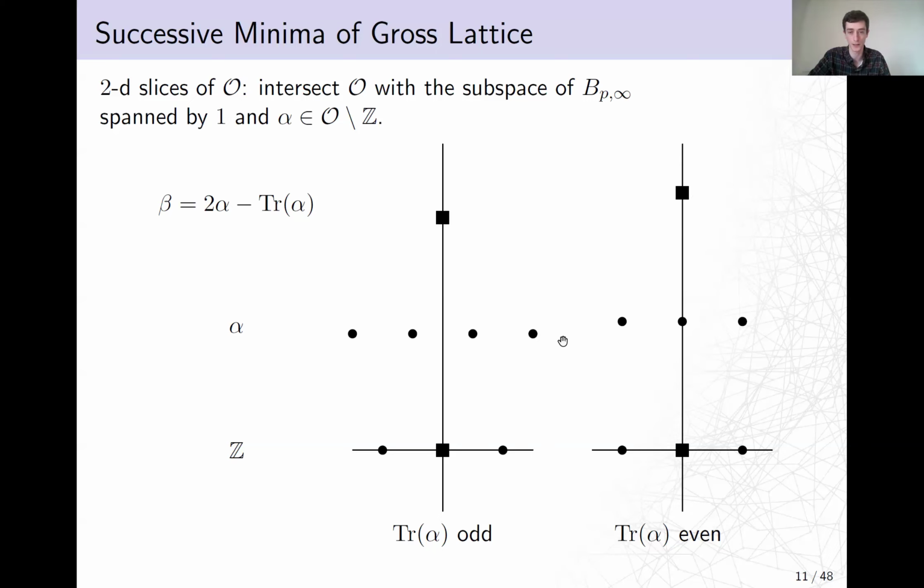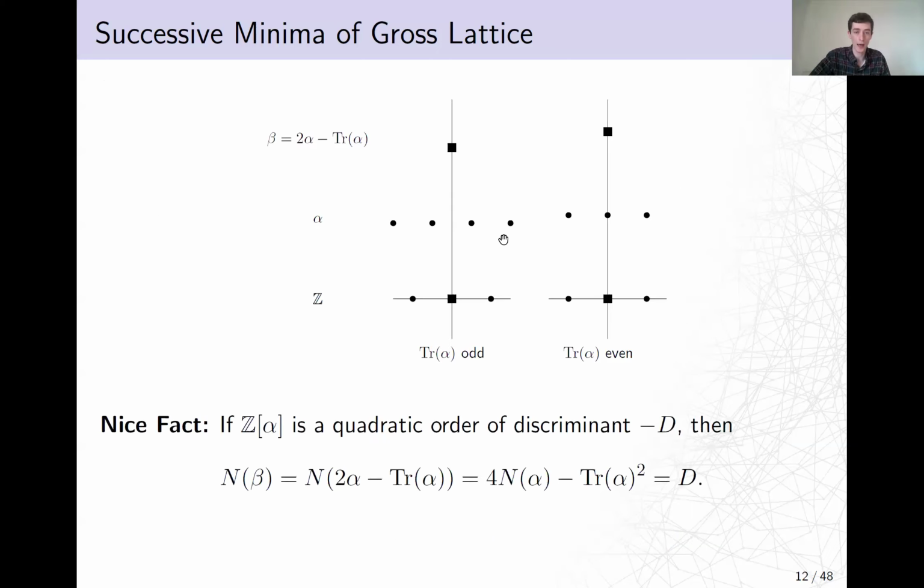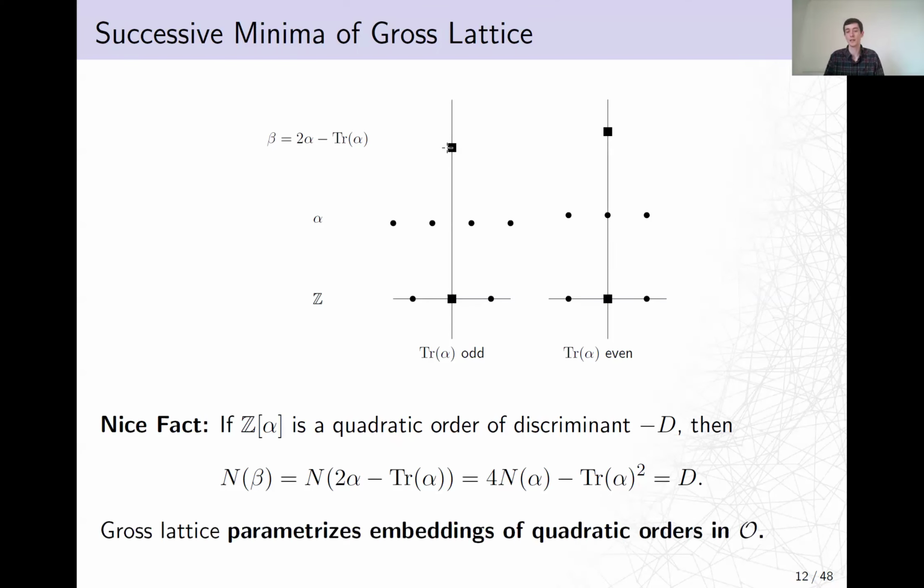Any of these alpha along this line will all produce the same beta. Any of these elements along this line all produce the same beta. Now, an important computation is that if you have an element alpha such that Z adjoint alpha is a quadratic order of discriminant minus D, then in fact this element beta you produce is an element of norm equal to D. So what we find is that the gross lattice parametrizes embeddings of quadratic orders in the maximal order O in such a way that if the discriminant of the quadratic order is minus D, then the norm of the corresponding gross lattice element is equal to D.